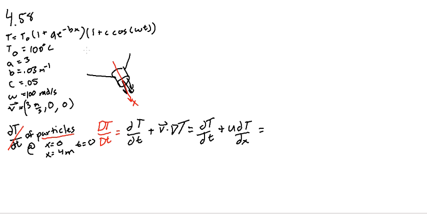Alright, we can start solving this. Let's take the derivative of T with respect to time. Okay, we don't have any time in this function, so we can just treat that as a constant.